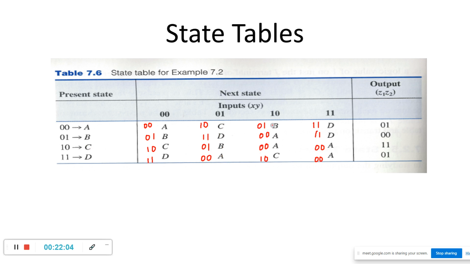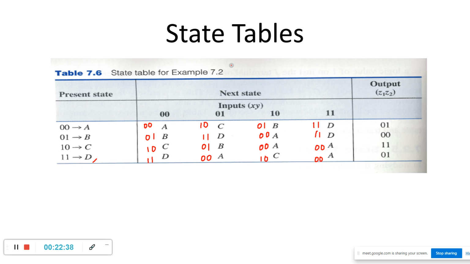Again 0 1 is B, because it is B here. Next, 0 0 is A, 0 0 is A, 1 0 is C. 1 1 is the last one. 1 1 is relabeled as D, 0 0 is A, 0 0 is A, with the outputs the same. So here we have to write the state table for this. From the state table we need to draw the state diagram.